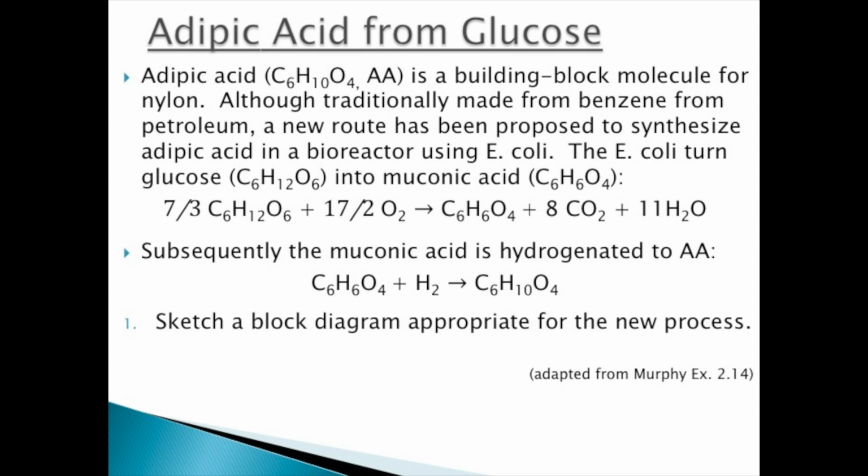Okay, adipic acid from glucose. Adipic acid, C6H10O4, AA, is a building block molecule for nylon. Everybody knows nylon. It's a polymer in lots of synthetic clothing and other plastics. Although traditionally made from benzene from petroleum, so we usually make nylon from petroleum, a new route has been proposed to synthesize adipic acid in a bioreactor using E. coli, being bacteria. The bacteria will turn the glucose into gluconic acid, C6H6O4. And there's the reaction. Subsequently, the gluconic acid is hydrogenated to adipic acid. So we take the C6H6O4 and hydrogen gets C6H10O4.